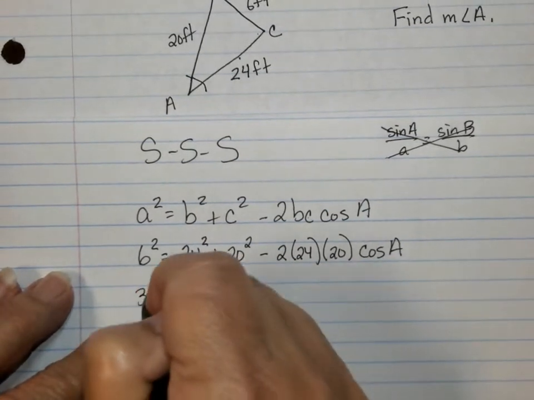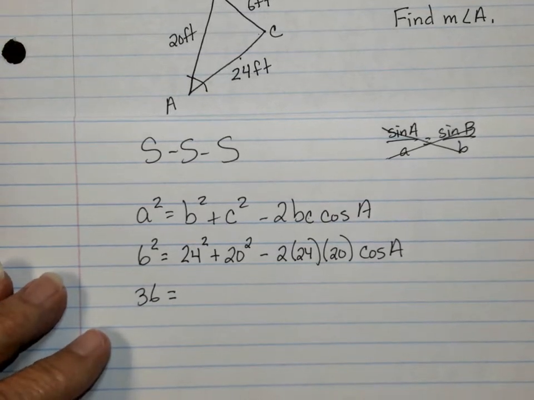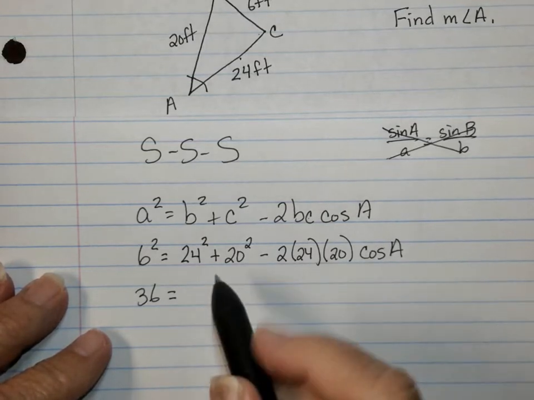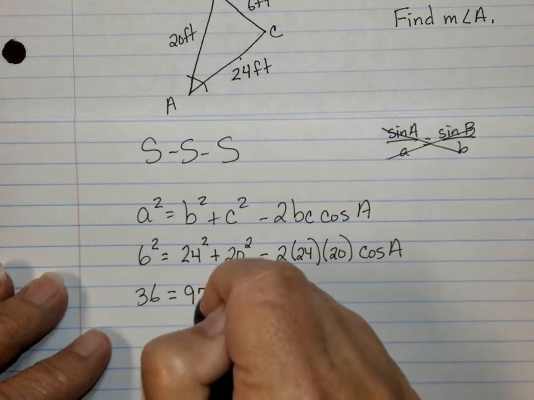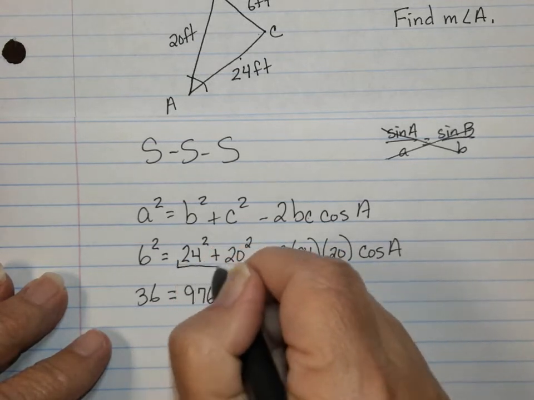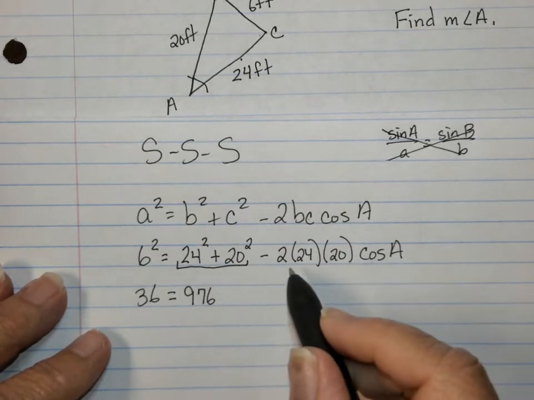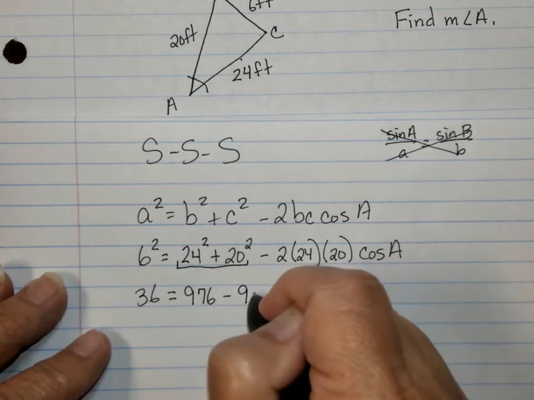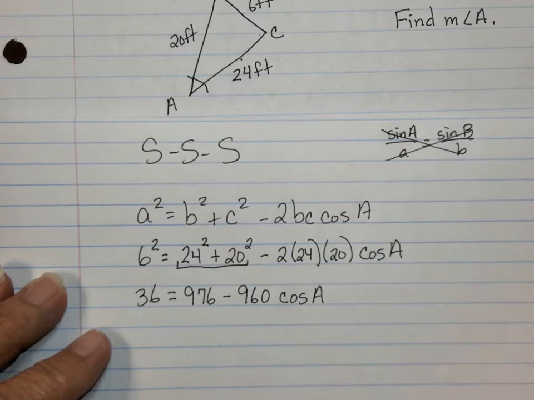So we've got 36 is equal to, and then you're going to just put this stuff in your calculator. When you do 24 squared added with 20 squared, you're going to get 976. So you want to go ahead and do these two together. And then you're going to multiply 2 times 24 times 20. That's going to give you 960. And then you've got cosine of A.